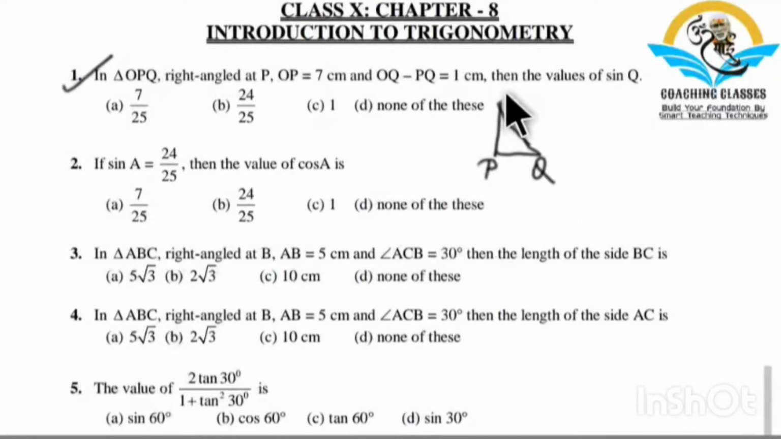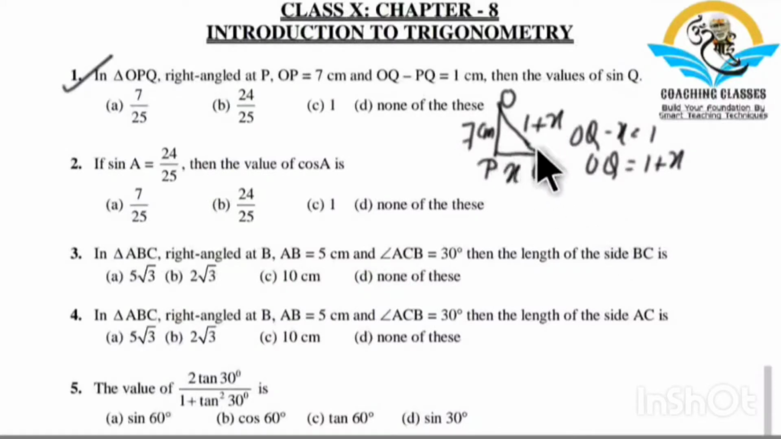Name this triangle as OPQ. Here given OP equal to 7 centimeter and OQ minus PQ given 1 centimeter. If you assume that PQ is X, then OQ equal to 1 plus X. Now you have to find first X, the value of X.